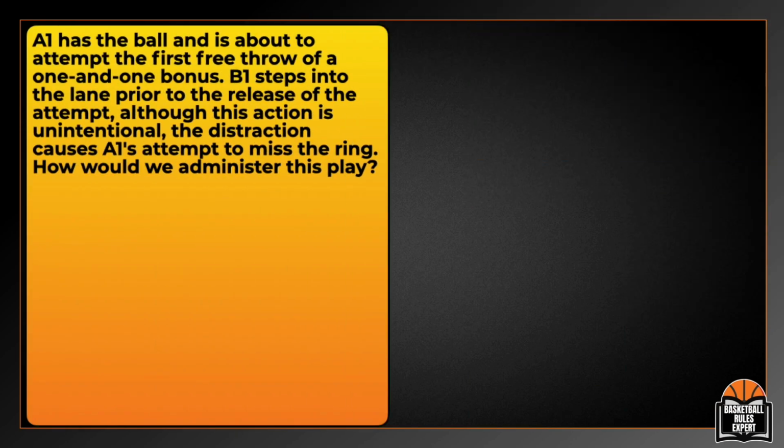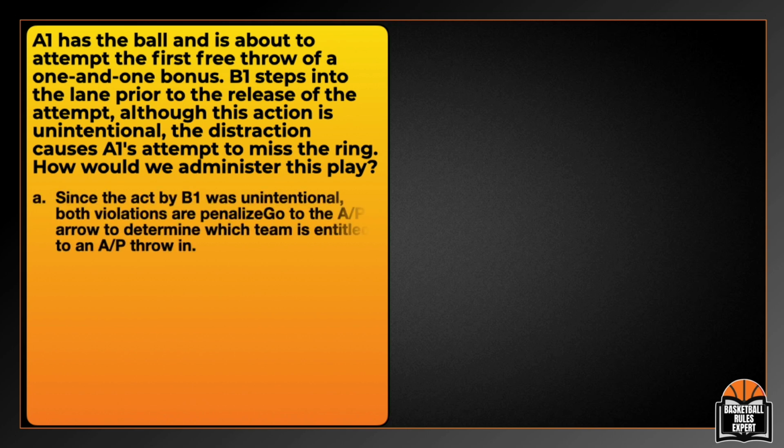A1 has the ball and is about to attempt the first free throw of a 1-on-1 bonus. B1 steps into the lane prior to the release of the attempt. Although the action is unintentional, the distraction causes A1's attempt to miss the ring. How would we administer this play?